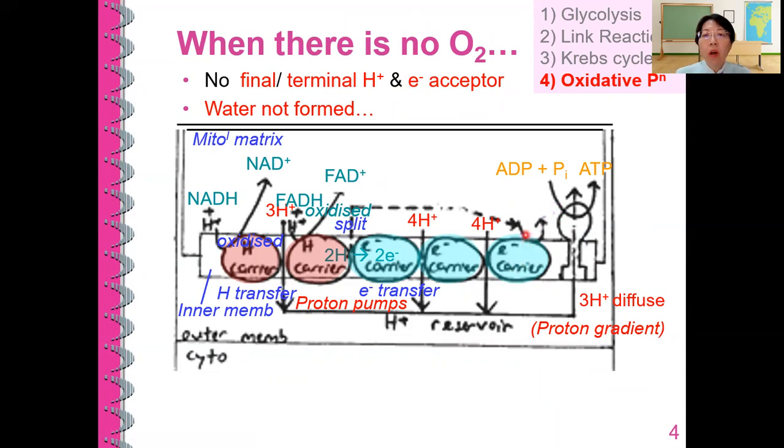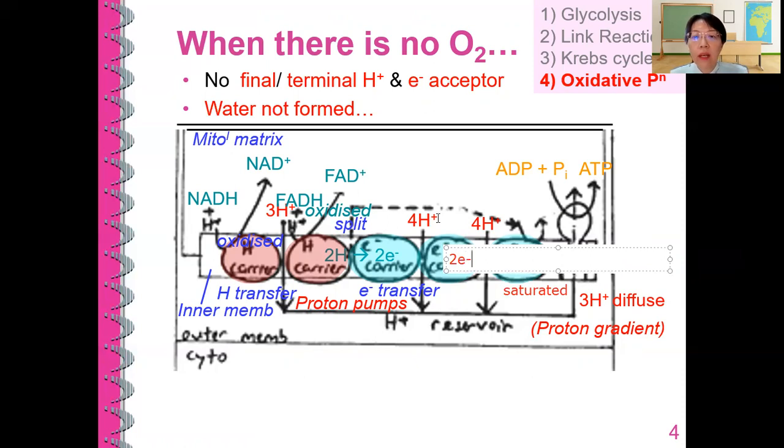Then, because there's no oxygen to accept the electrons that are being carried by this electron carrier, the 2 electrons will not be able to be passed to oxygen. So this electron carrier continues to carry these 2 electrons. Which means this electron carrier is already saturated with the electrons, just like an enzyme saturated with substrate, the carrier is saturated with the electrons that it carries. Because it's saturated, it is unable to accept the 2 electrons from its neighbor.